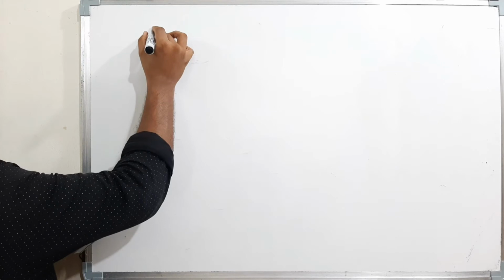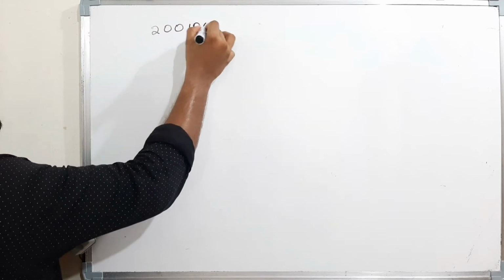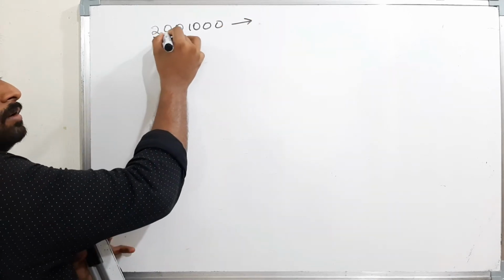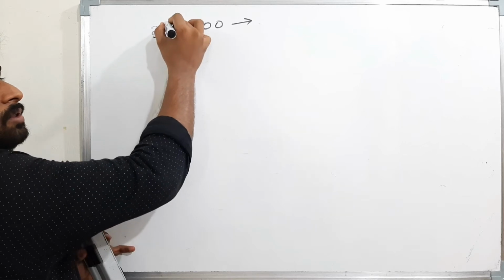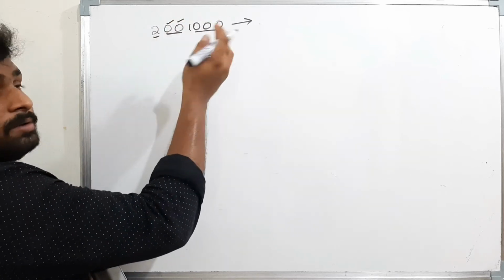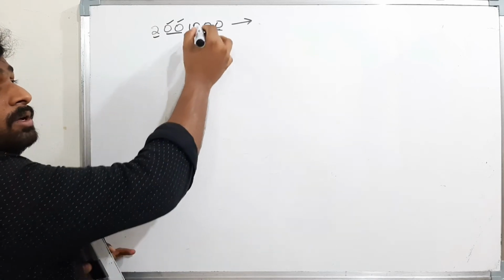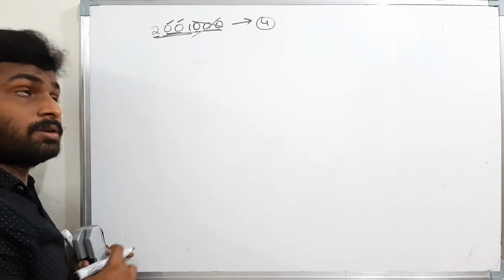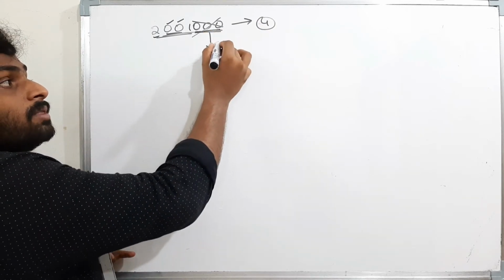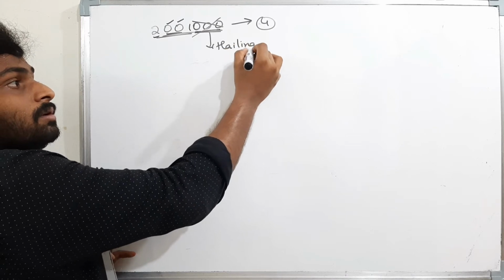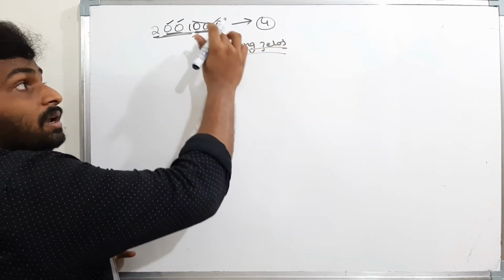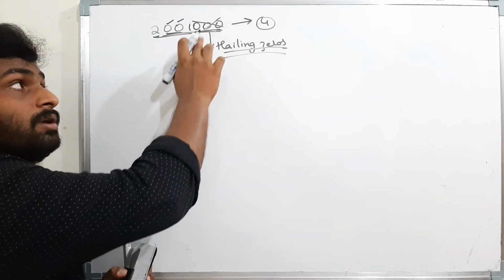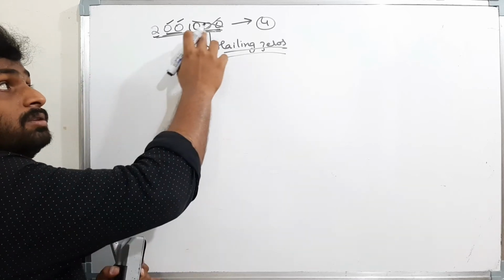Now see here: 2, 0, 0, 1, 0, 0, 0. How many significant figures are there for this? These two zeros are between two non-zero digits, therefore they are significant. These 3 zeros are on the right side and there is no decimal point, so they are not significant. Therefore, only 4 significant figures. We call these zeros trailing zeros. These trailing zeros have no value. Usually in physics, when you talk about significant figures, these 3 zeros have no value.